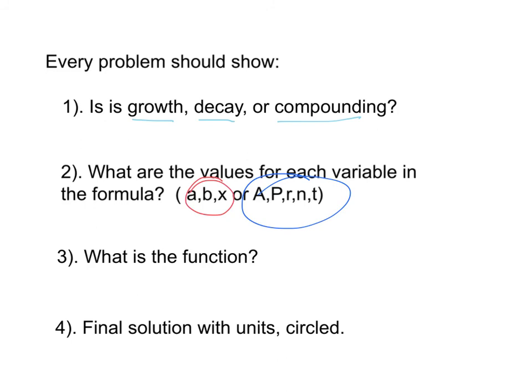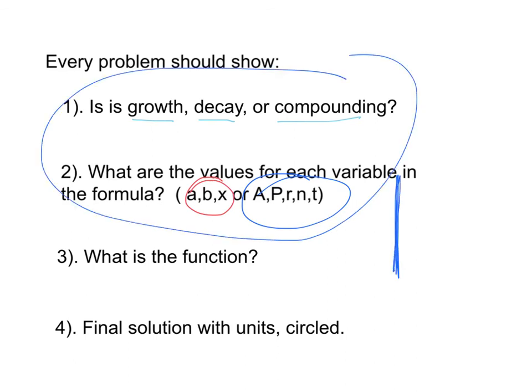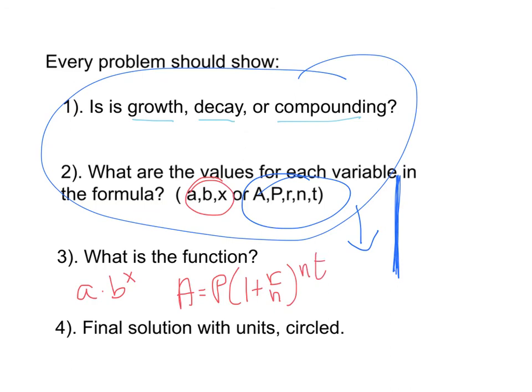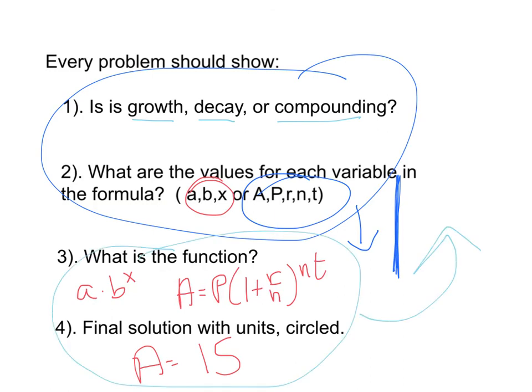After that, you'll once again put a vertical slash through your problem so that all of this information is on the left-hand side and everything else will be on the right. So what is the function? This would be A times B to the X power, or A equals P times 1 plus R over N to the NT. And then the final solution, so for example, A equals 15, whatever it happens to be, and all of this information should be on the right side of that vertical line, just like we did on the previous problem.